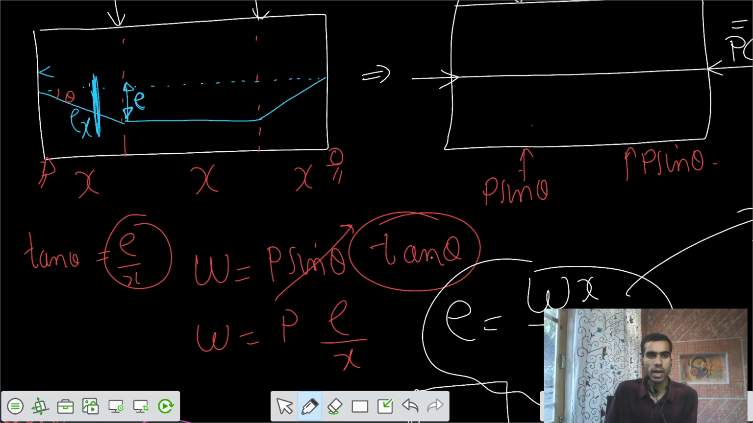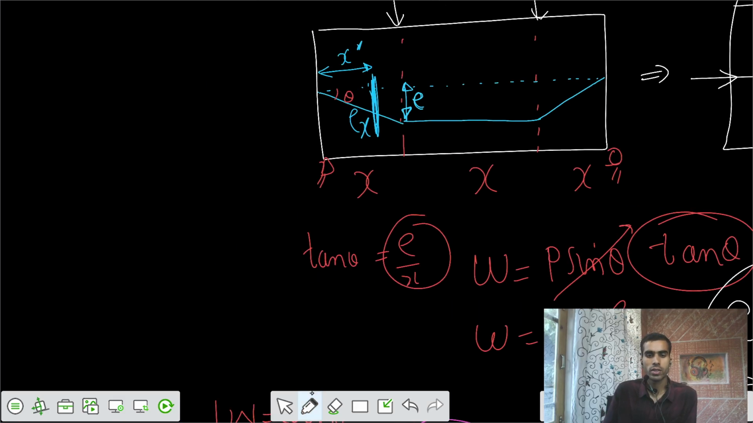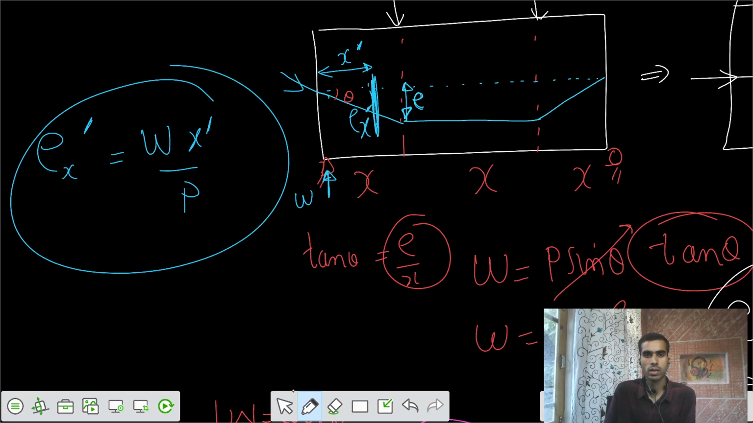At that particular location we have some length of X dash. We have some eccentricity of X dash. So what is the eccentricity of that cable at that location? That is EX, eccentricity at X dash. EX dash is equal to what is the moment at that location? Let's say this is some load of W, reaction of W, and X dash divided by P. This is your calculation for that. Okay.